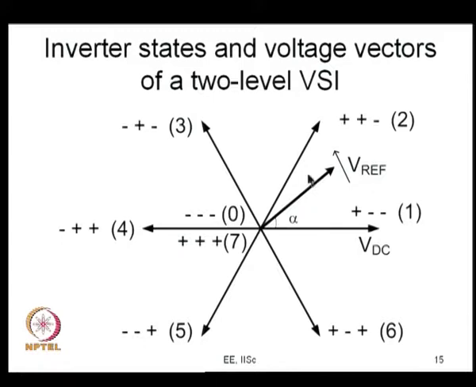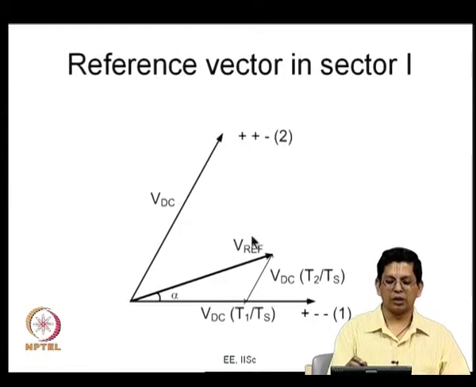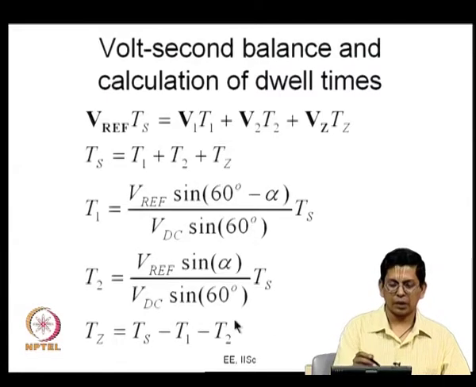and this is a revolving vector and we are going to sample it every time, and if the sample falls in active vector in the sector 1, we will use active vector 1, active vector 2 and null vector to produce this average vector. So, if this is what you get, active vector 1, active vector 2 and null vector, and they have to be applied for times T1, T2 and Tz. How do you calculate T1, T2 and Tz? Like what I have shown here, V1, T1, V2, T2.